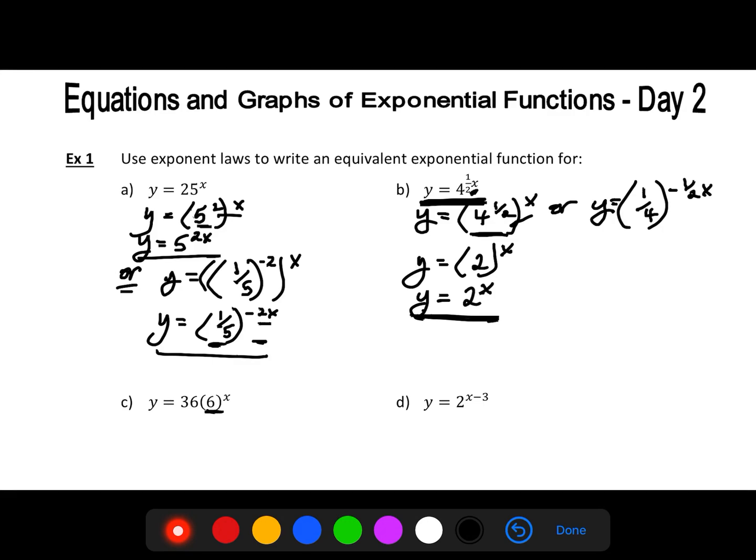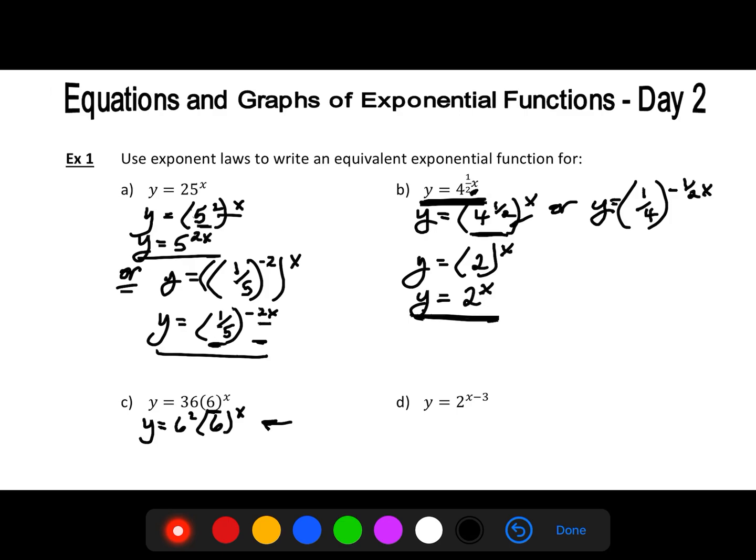For part C, we have a base of 6 here with a 36 out front. First thing we want to recognize is that we can write 36 with the same base of 6.